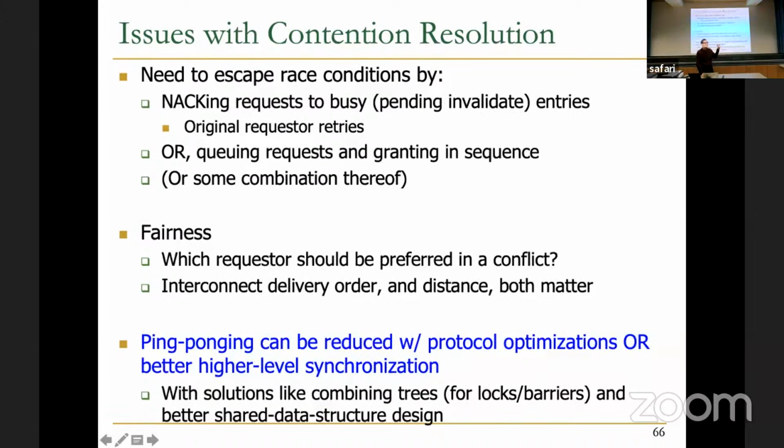How many people have taken parallel programming here? Have you got into a lot of detail on optimizing, let's say, ping-ponging, getting rid of it at the higher levels, somewhat.